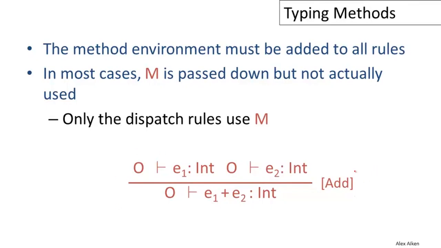Well, here's our rule for add with just the object environment. So now what we're going to do is add a method environment, and the sub-expressions will be just type checked in exactly the same method environment as the entire expression. And all the other rules simply pass down the method environment from the root towards the leaves without changing it, just as in this rule.